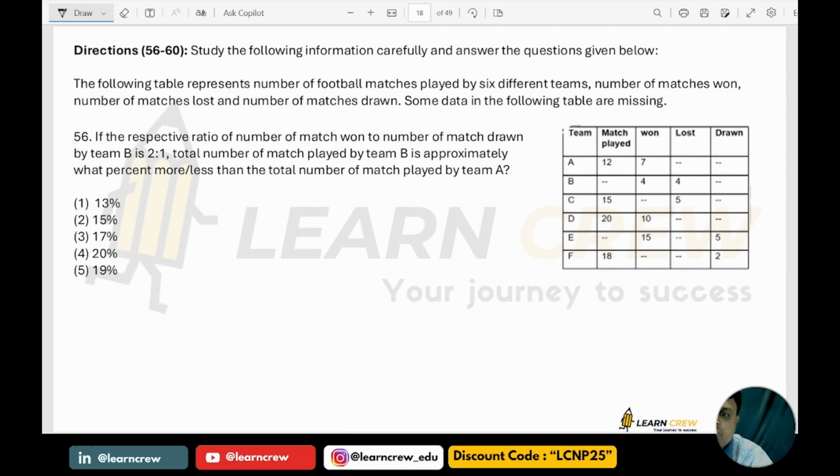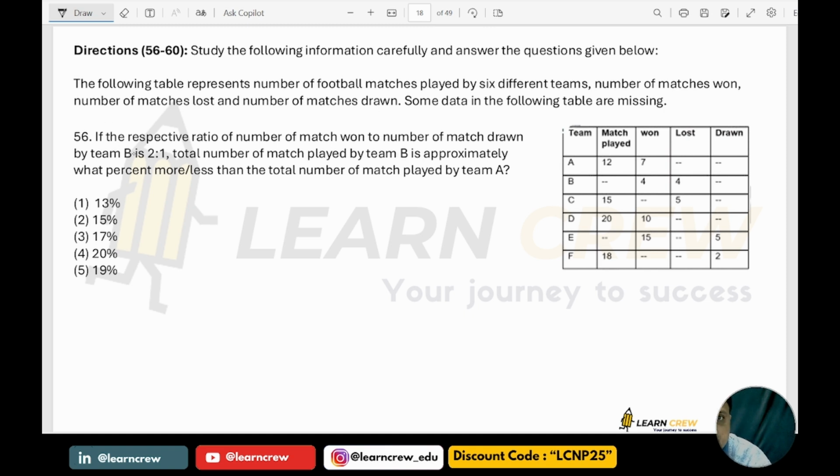Next, 56 to 60. The following table shows number of football matches played by 6 different teams, A, B, C, D, E, F. Number of matches won, number of matches lost, and number of matches drawn. Some data is missing. So now please see here. Question number 56. Total matches played is 12. So lost, drawn are not given. 4 won, 4 lost. Drawn and these things are not given.